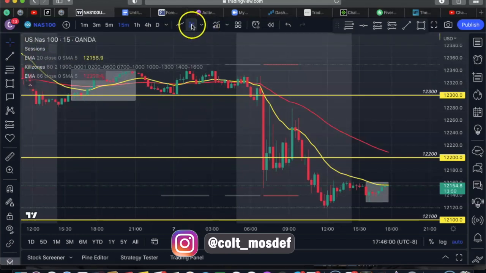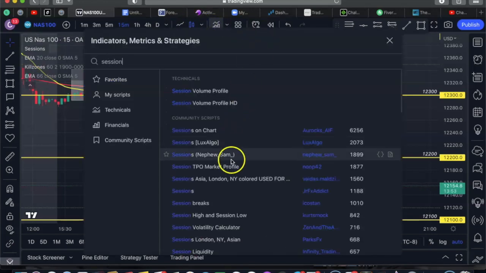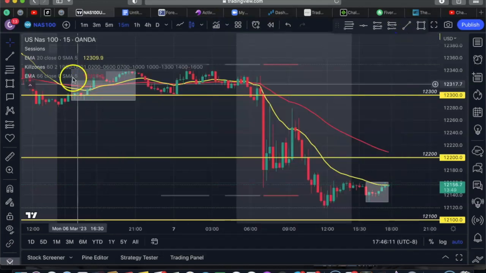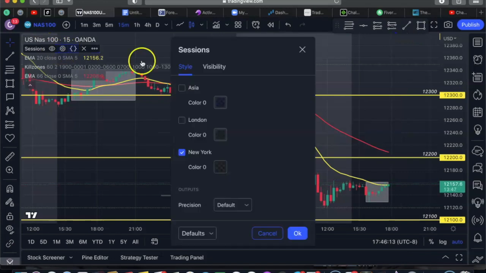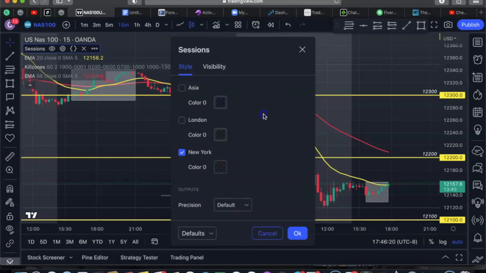The first one is the sessions indicator. If I go right here and type in session, it's going to be this one right here, Sessions Asia, London, New York color. When I go to the settings, I have the New York only marked up. You can change the color and the opacity. You can add the London and the Asia if you want. It's really up to you.